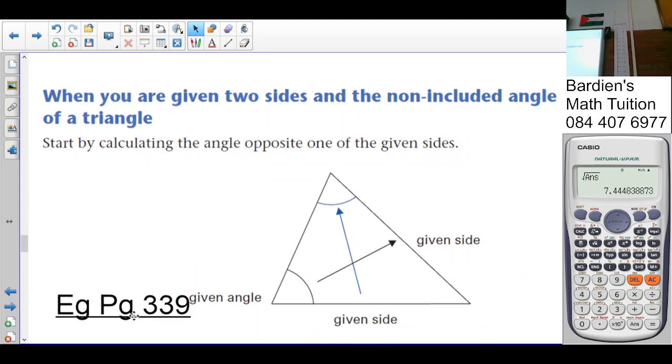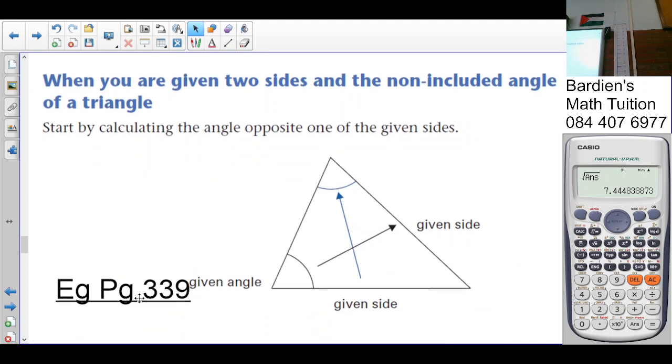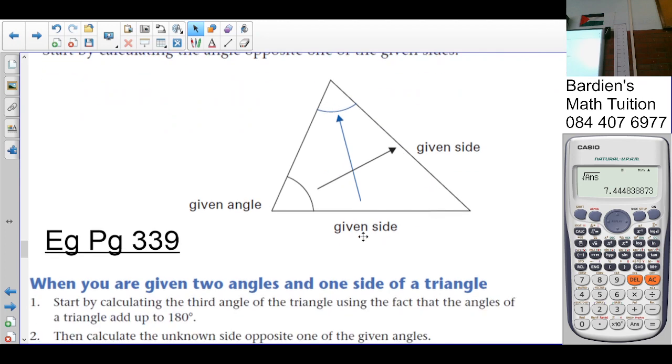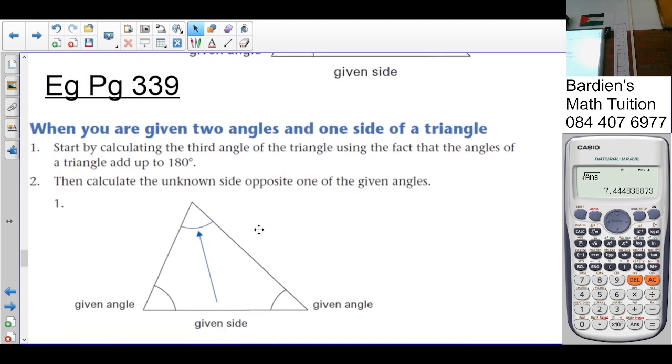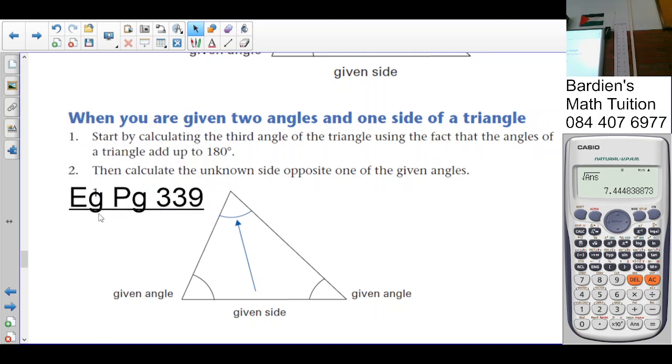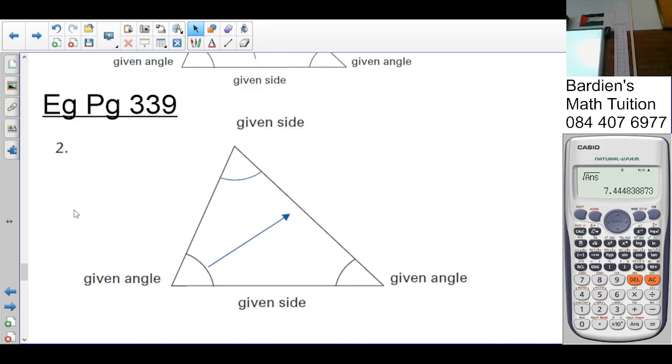Here is the graphical way, a picture representation of what's happening here. When given two sides and a non-included angle, start by calculating the angle opposite the given side. When you are given two angles and one side of the triangle, start by calculating the missing side opposite a given angle. You can calculate the other later.